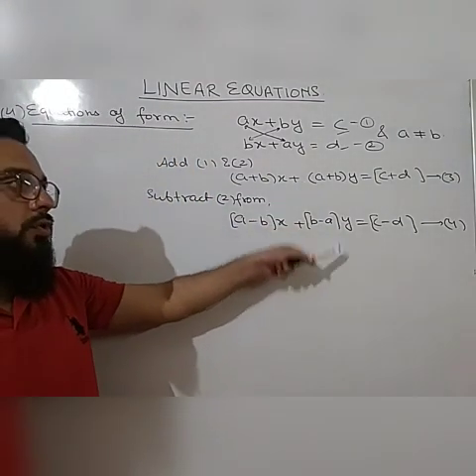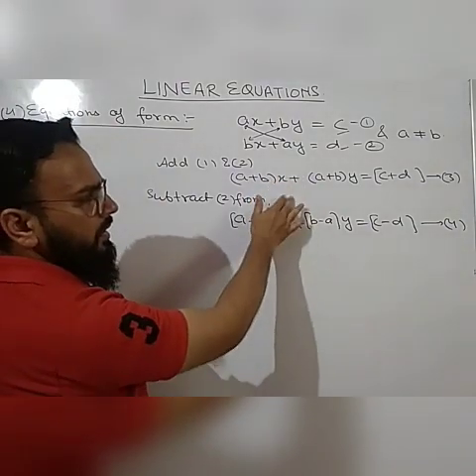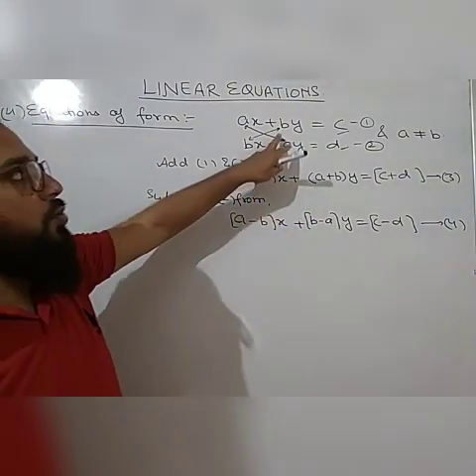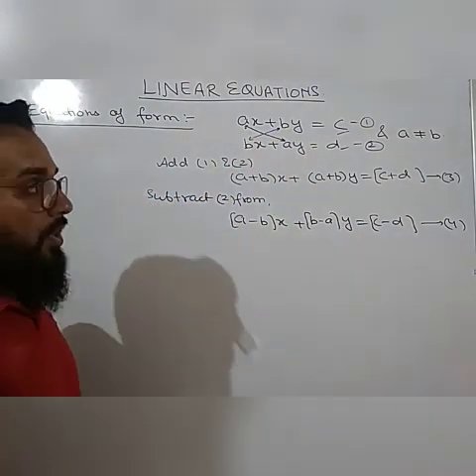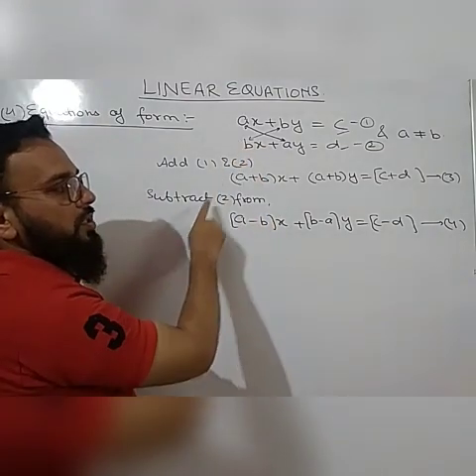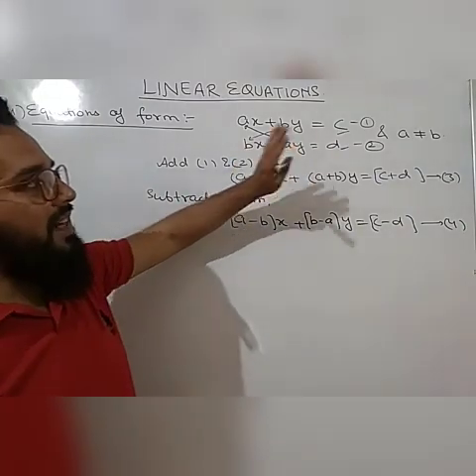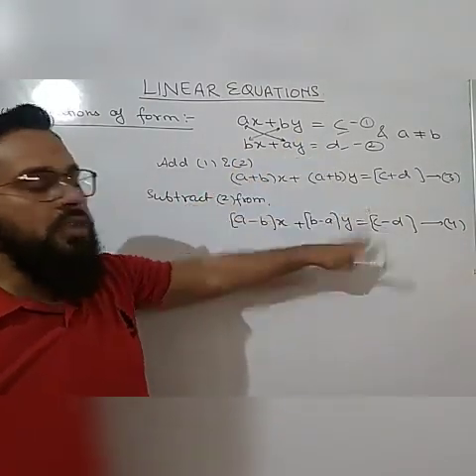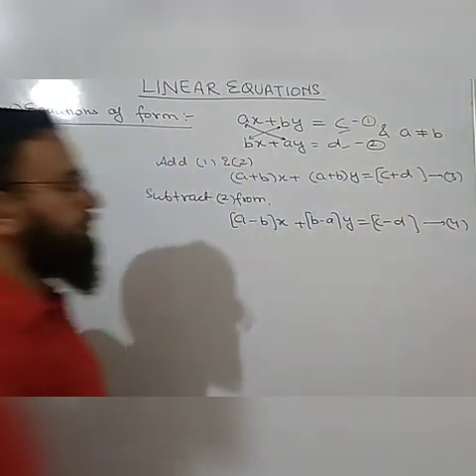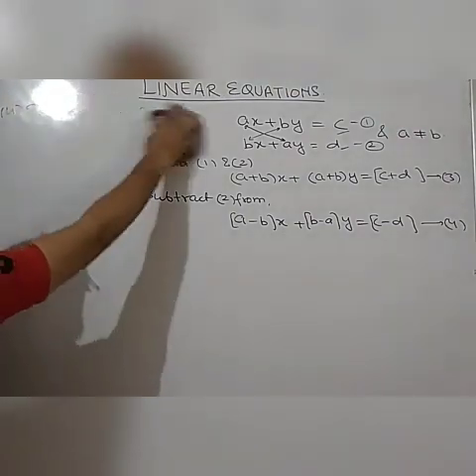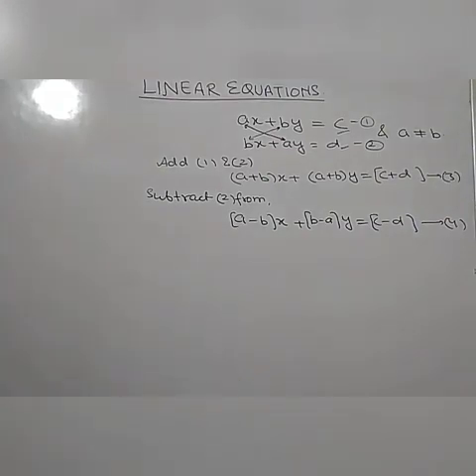Now we will solve these two equations very easily. So you don't need to remember these things. You have to remember only one thing: whenever you get such an equation where the coefficients are interchanged, you have to add both equations once and subtract both equations once. After that you will be able to solve these two equations. So let us take an example of this type.